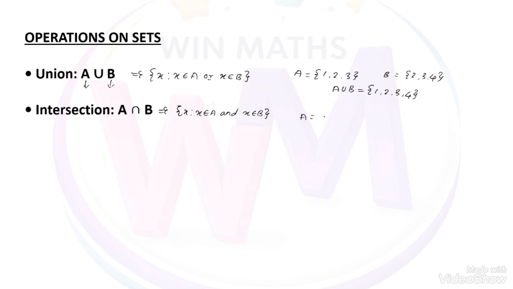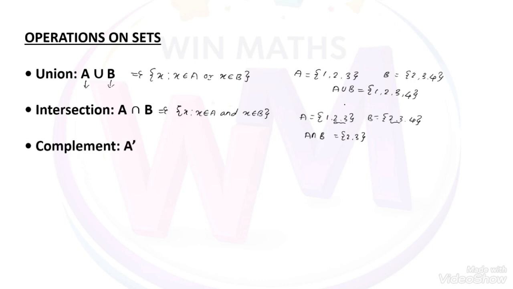That is the common element between these two sets. A is equal to 1, 2, 3. Set B is equal to 2, 3, 4. So what are the common elements between these two sets? That is 2, 3. Therefore, A intersection B is equal to {2, 3}. There are common elements between A and B, then we can call it an intersection.